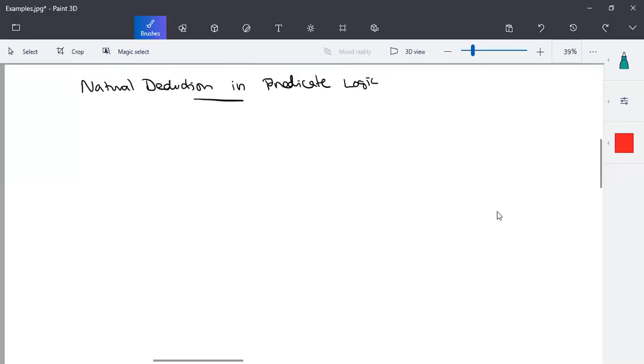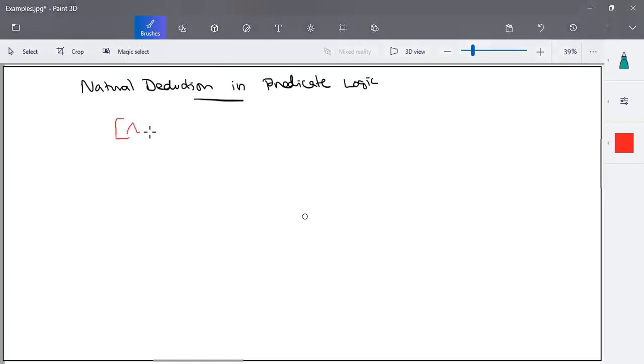In this session, we are going to discuss the natural deduction of predicate logic. We already have discussed what natural deduction is in terms of propositional logic, and what all we have seen: AND introduction, elimination, OR introduction, elimination, implies introduction, elimination, negation introduction, elimination, double negation elimination. These things come under the natural deduction rules.